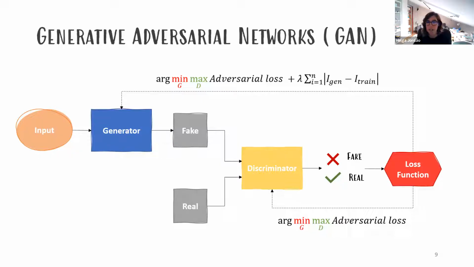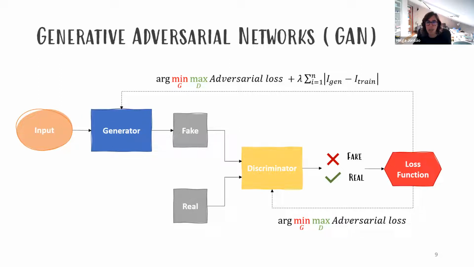And what is the main difference between a GAN and other deep neural networks? In a GAN, we have a neural network that is called the generator that has a function to generate 2D or 3D outputs. The generator has an input. This could be noise or some data that we wish to condition the output. This information passes through the generator, which produces an output that we call here fake.